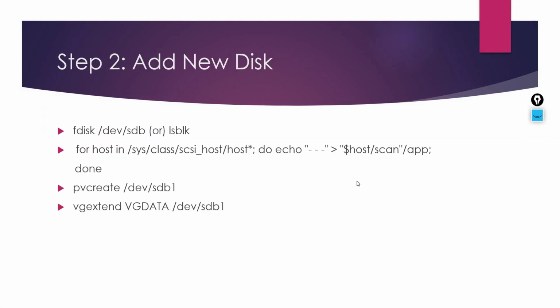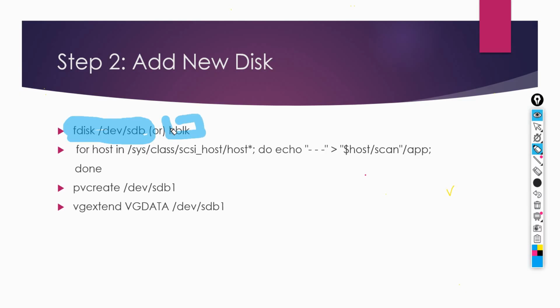Then let me move on to adding a new disk. Whenever you are performing any kind of activity, you need to add the disk, and we can do it in two ways. One is fdisk /dev/hdb. This is one way of attaching the new disk, and it is the legacy methodology. We have one more methodology: lsblk, which we can also use to find out.